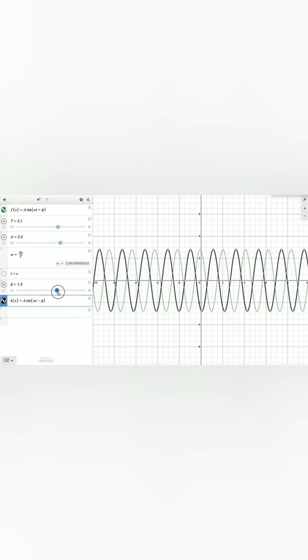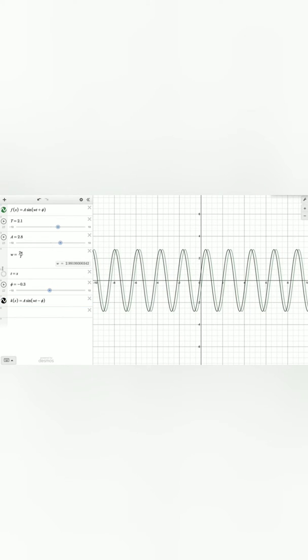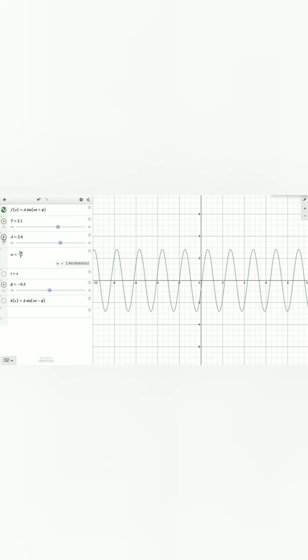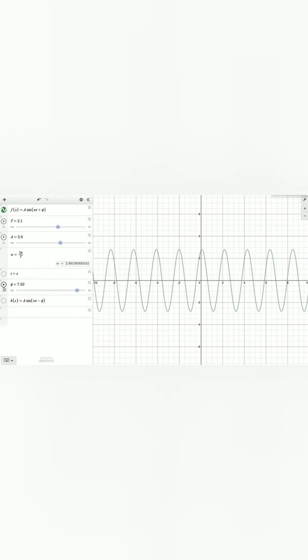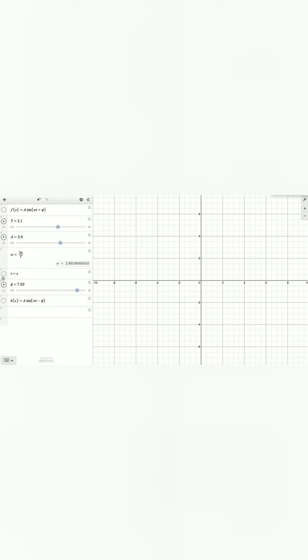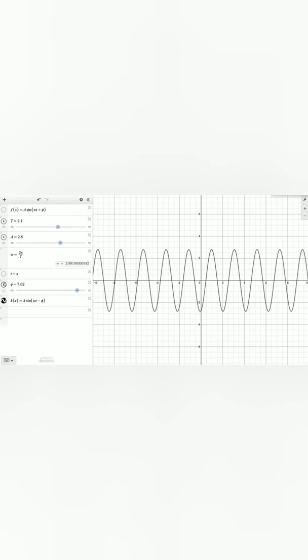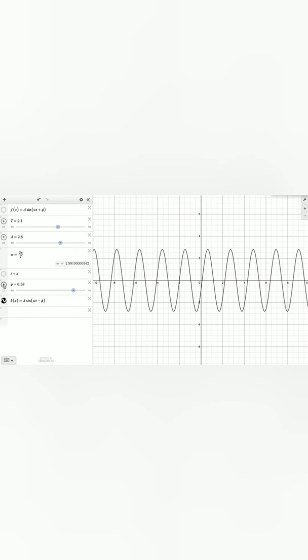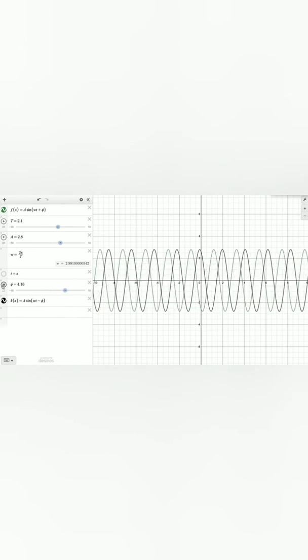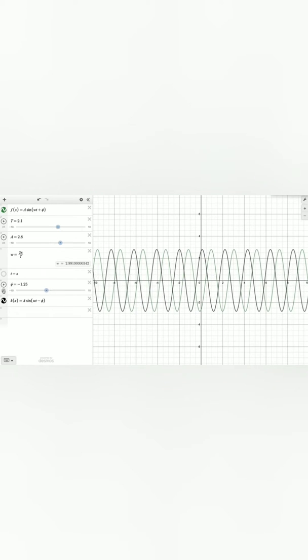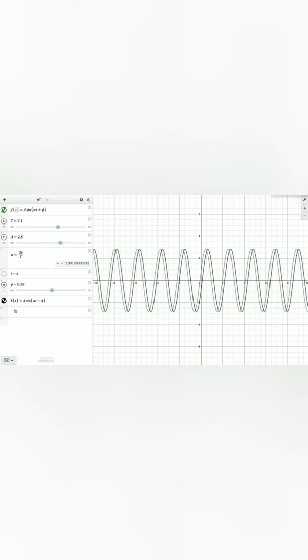As I move the slider of phi, you can see the black and the green waves represented by each equation are moving in opposite directions. The green wave moves towards the left and the black wave moves towards the right when phi increases. And let's see what will happen if I try to define a superposition of the two waves by defining a new function.